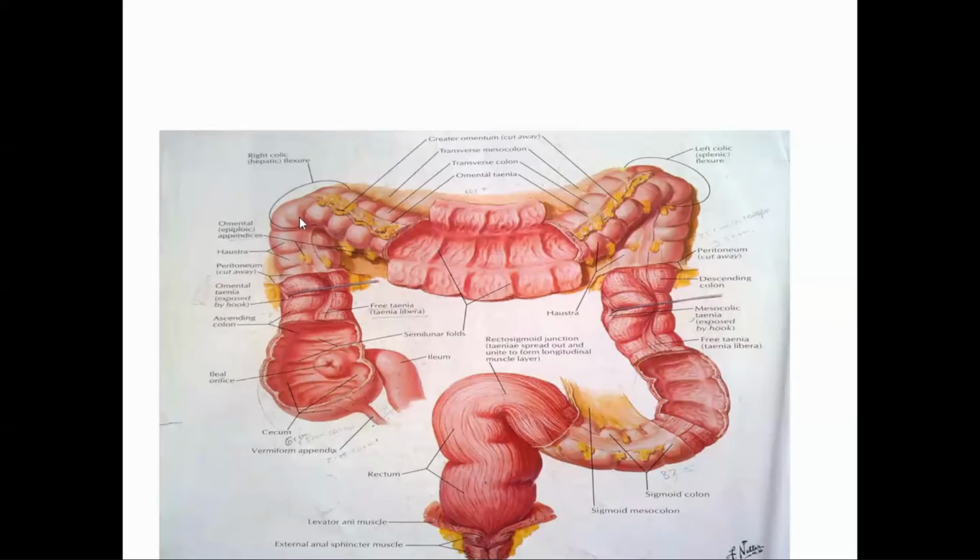And these Taenia coli are divided into 3 parts. They are the Taenia libera, Taenia mesocolica, and the Taenia omentalis. The special feature of the large intestine is the Taenia coli. This puckering caused by the Taenia coli is called haustrations or sacculations, and these fat-filled pouches are called the appendices epiploicae.